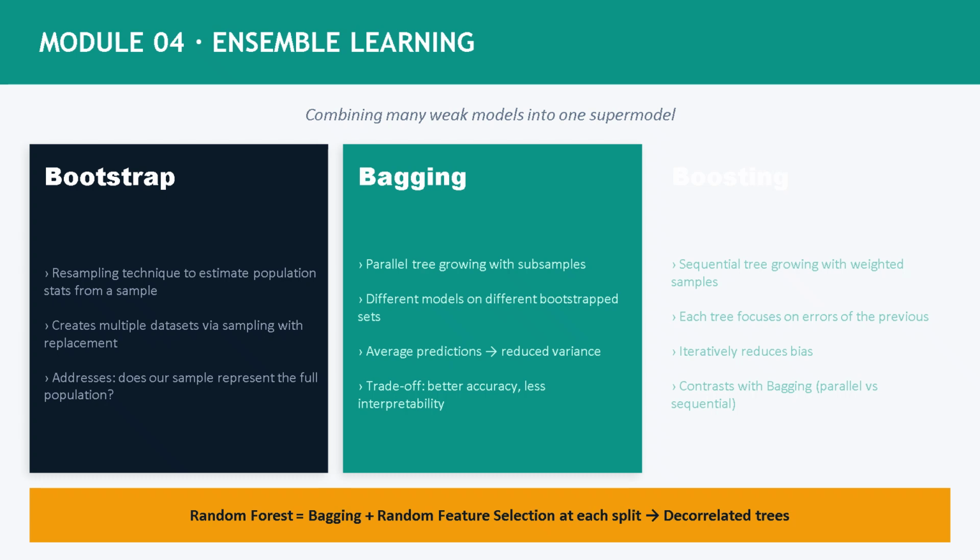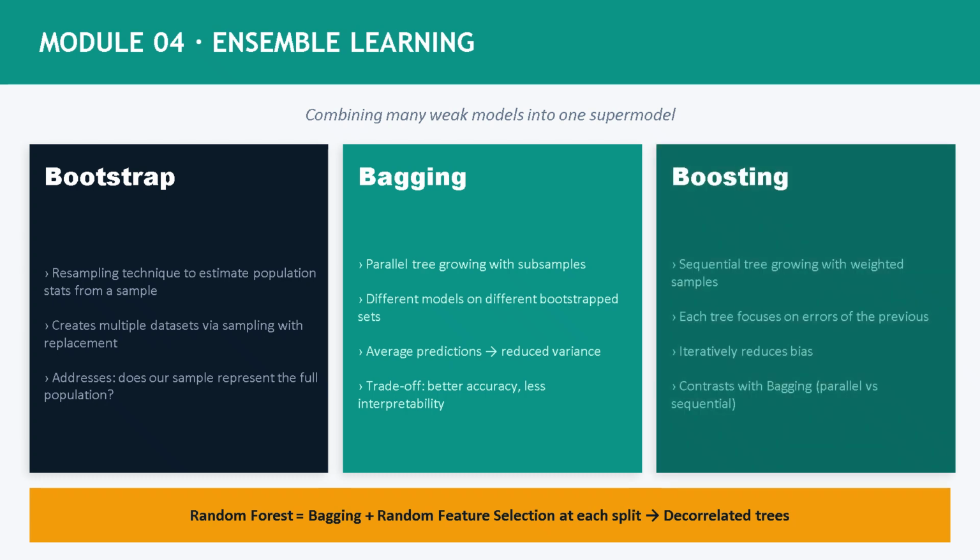Random forest is bagging with an extra twist. At each split, only a random subset of features is considered. This decorrelates the trees and makes the ensemble far more powerful. It's robust to outliers, handles nonlinear data well, and is one of the most reliable algorithms available. Boosting is different. It's sequential. Each model focuses on the mistakes of the previous one, iteratively reducing bias. Bagging is parallel, boosting is sequential. That distinction is worth remembering.